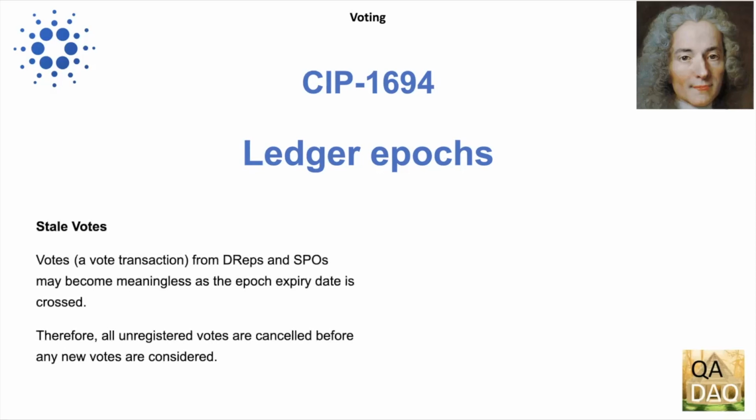Stale votes. Votes, meaning vote transactions, from DReps and SPOs may become meaningless as the epoch expiry date is crossed. Therefore, all unregistered votes are cancelled before any new votes are considered.